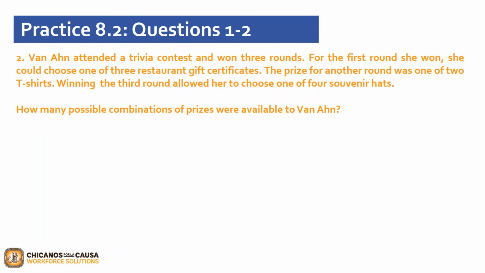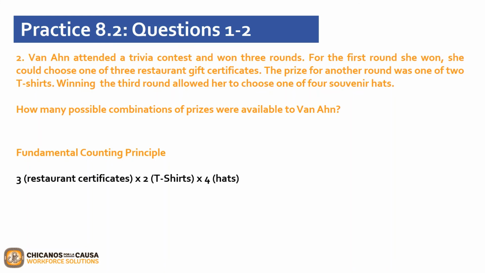So let's go ahead and solve for this particular amount of prizes, or combinations of prizes. So we're going to follow our fundamental counting principle once again. We're going to take 3 restaurant certificates times 2 shirts times 4 hats. This gives us a total of 24 combinations of prizes.